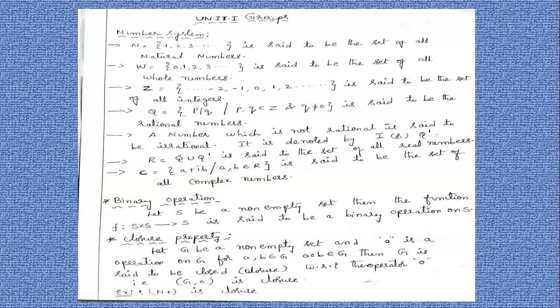The last one is complex numbers. Complex numbers are of the form A plus iB, where A, B belong to real numbers. These symbols are used in groups.